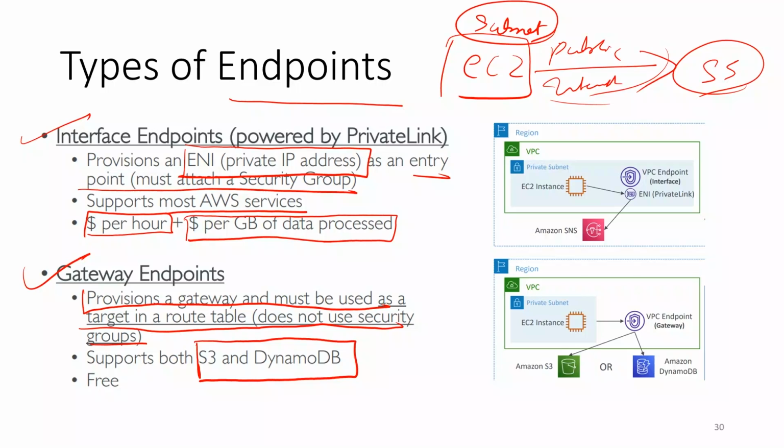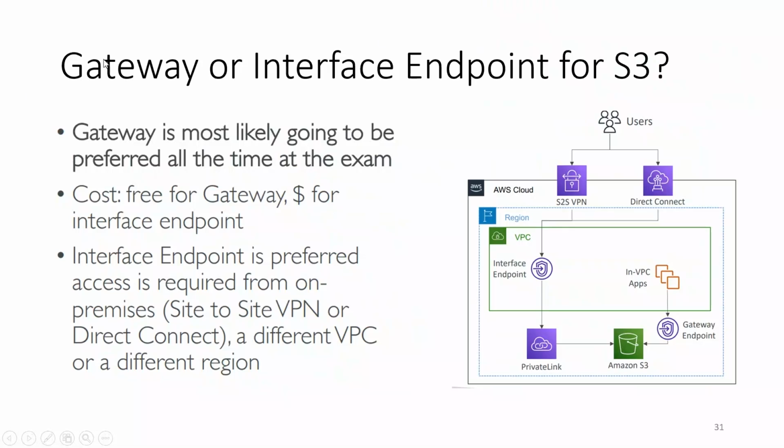Because they are free. But in some cases, for example, if the question says that you have to communicate with SNS or SQS or some other service other than S3 and DynamoDB, you have to go with interface endpoints, even if they cost you a little bit more. So I hope I have given you enough suggestions about interface endpoints for S3. Gateway is most likely going to be the preferred choice all the time in the exam for S3 and DynamoDB, right?